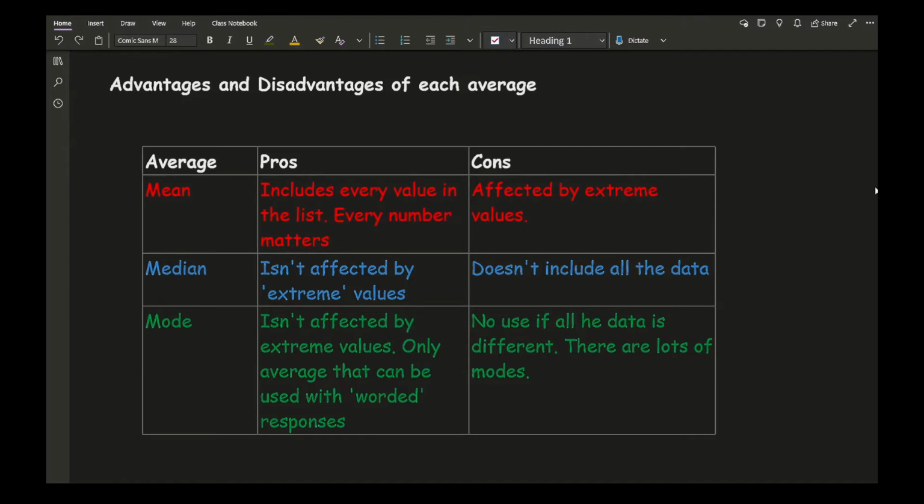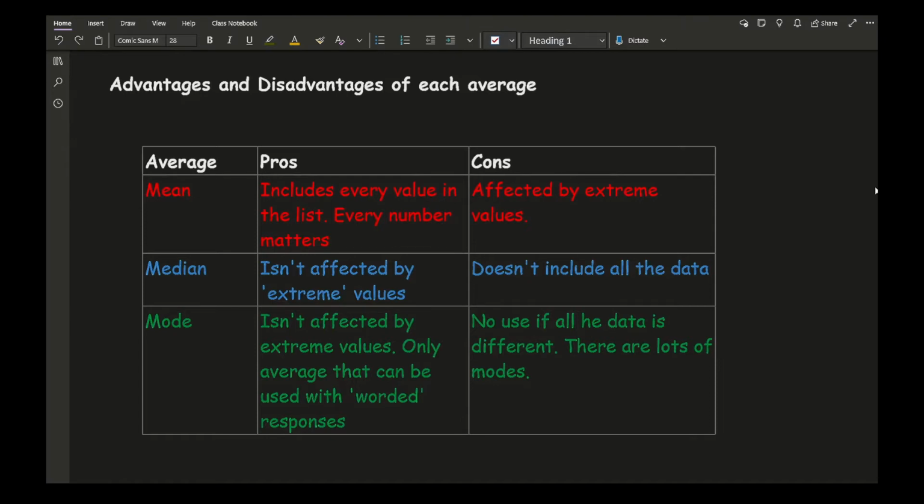Now, on the contrary, the median isn't affected by extreme values. And again, what's classed as an extreme value is open to interpretation. So you would need to decide what's classed as a high value, what's classed as a low value. But generally speaking, if you're asking that question, then maybe the median would be a good choice for you to use. And a con of the median is that it doesn't include all the data.